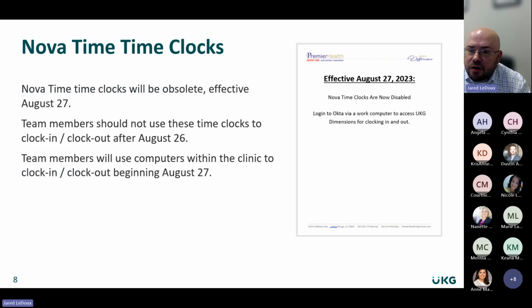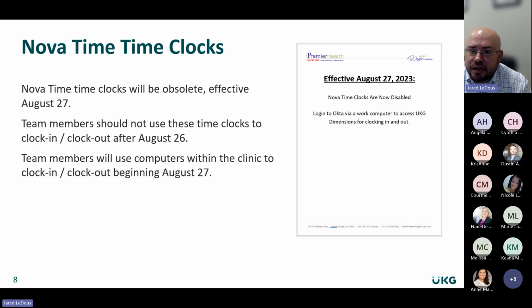Time clocks are Novatime property, and they are obsolete effective August 27th. So team members shouldn't be using those after August 26th. They should be using work devices like computers or tablets in the clinics or in the departments with which to clock in and out and access UKG Dimensions beginning August 27th.